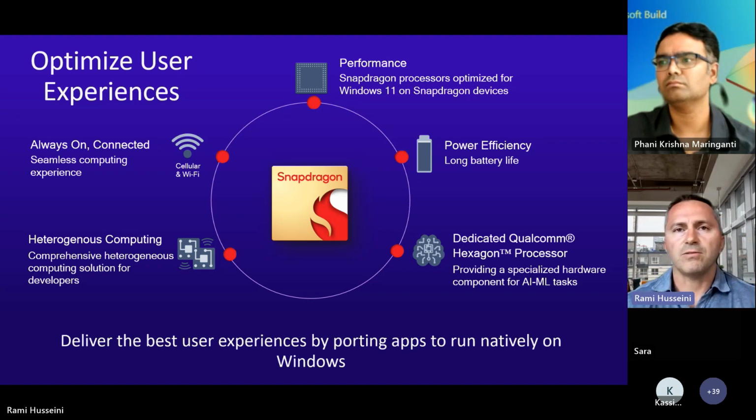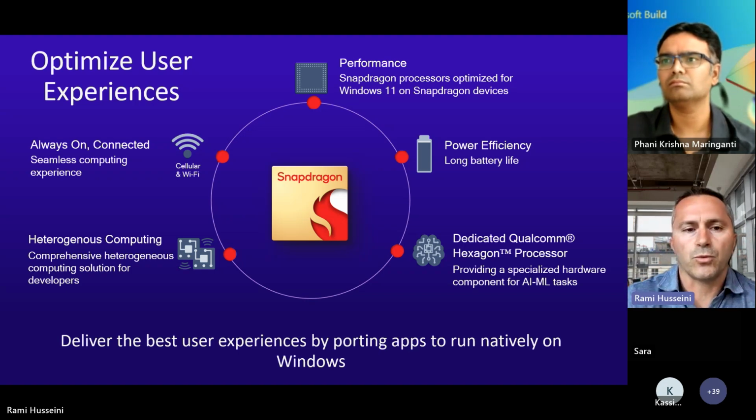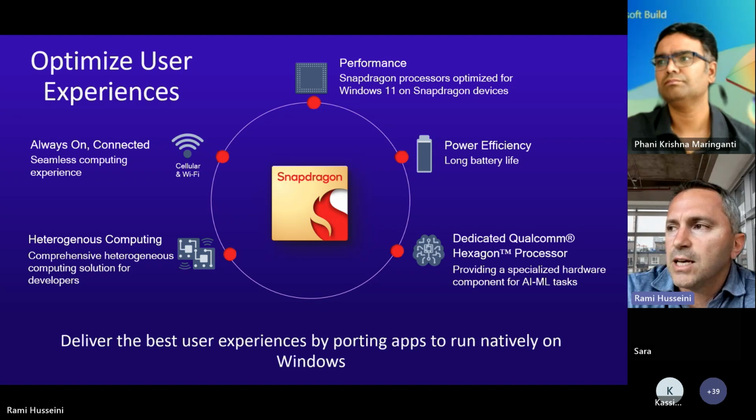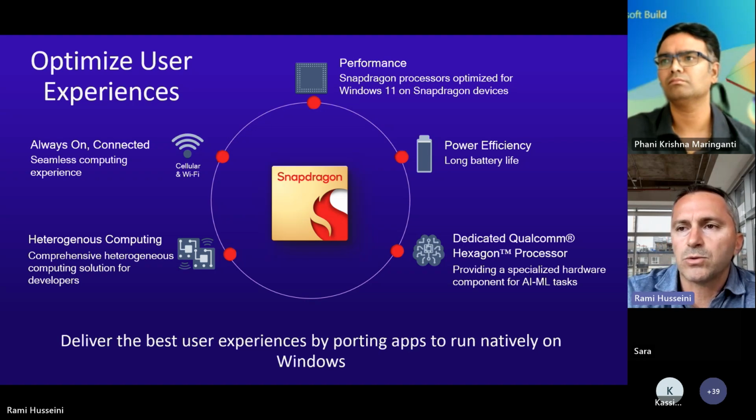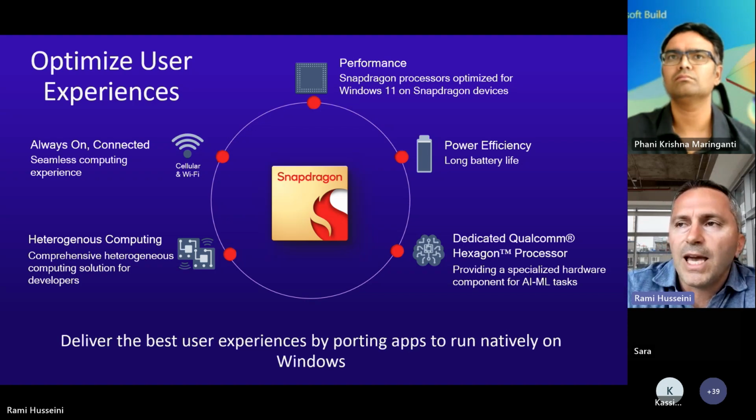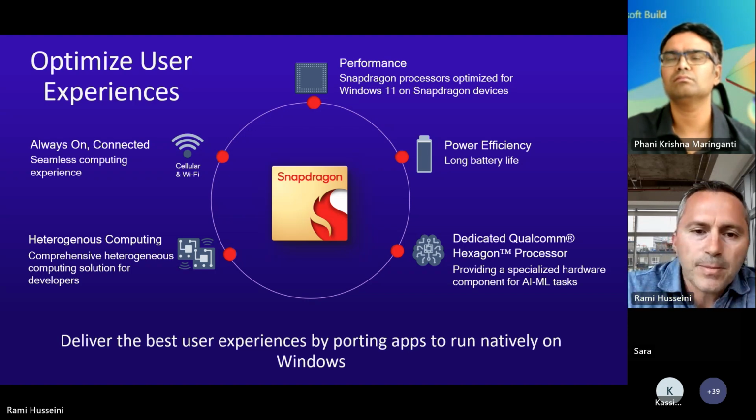You have better connectivity through the always on, always connected capabilities. So you'll have 5G connectivity, and you'll be able to access your cloud resources and really drive that power efficiency so that your app engagement times run longer. We also have a dedicated NPU.